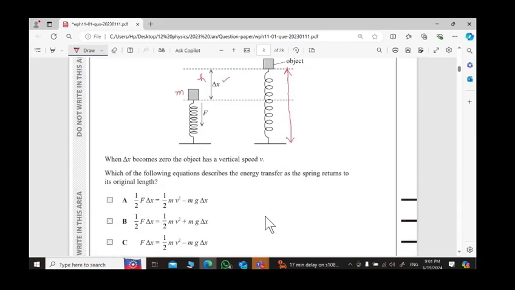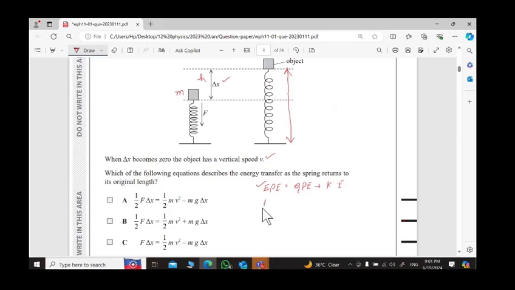So energy transfer. When the force is applied, the spring is compressed, work is done, and the elastic potential energy is stored in it. And when the force is removed, the spring moves up to a certain height. So when it moves up to a certain height, it means that it has gravitational potential energy. It gains some gravitational potential energy, as well as it is moving with some velocity v in the upward direction. So it also gains kinetic energy. So it means that elastic potential energy is converted into gravitational potential energy and kinetic energy.